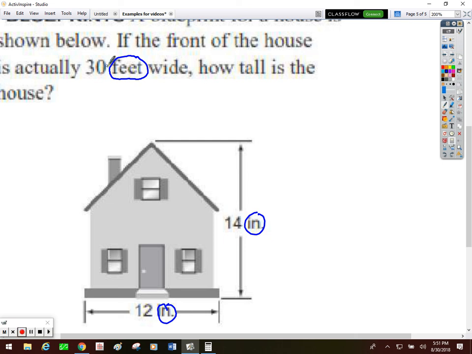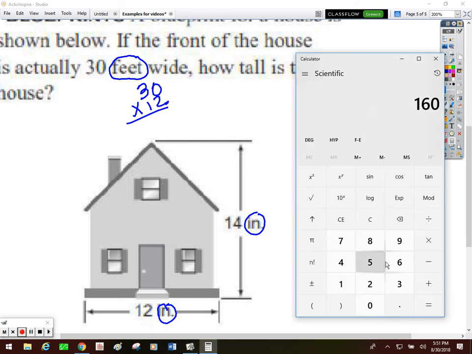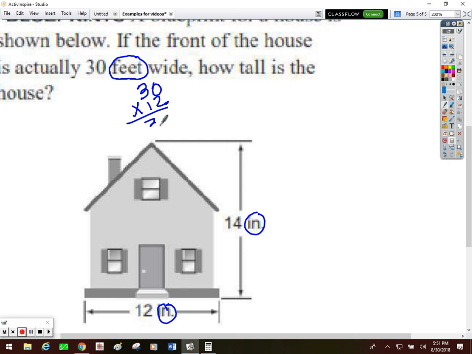So what we're going to do is a little conversion after we set this up. If I know inches, 1 foot is 12 inches. So if I have 30 feet and there's 12 inches to a foot, I'm going to multiply. I'm going to change this to inches and get all of my units the same. 30 times 12 should give me 360 inches.